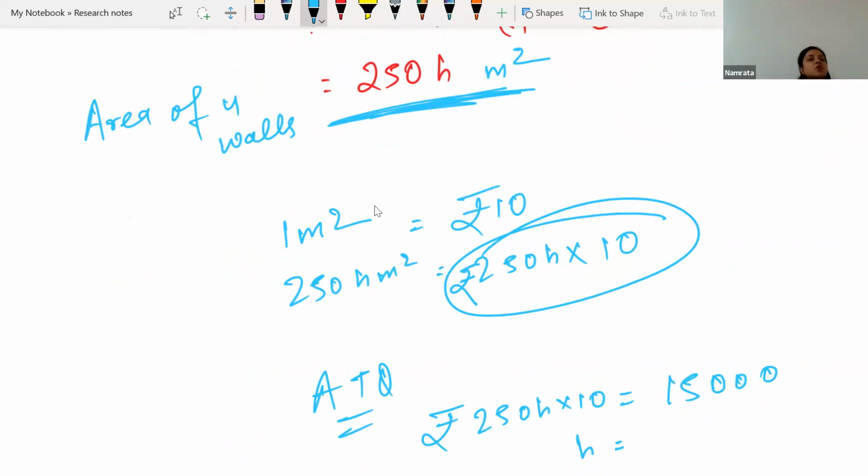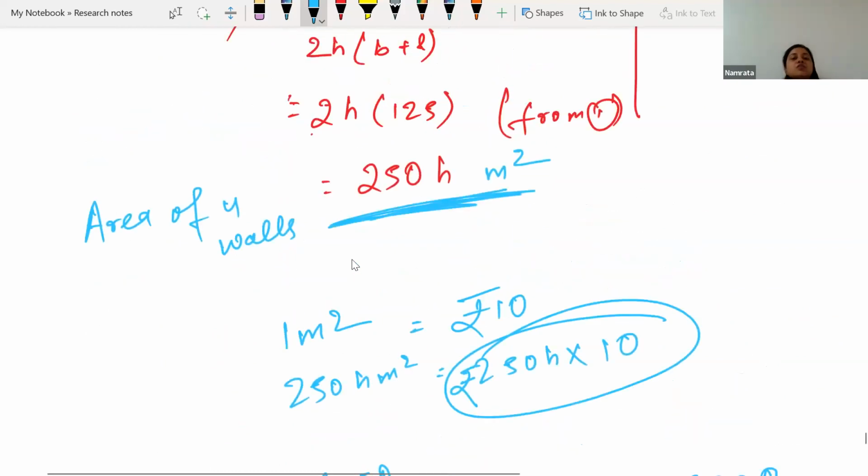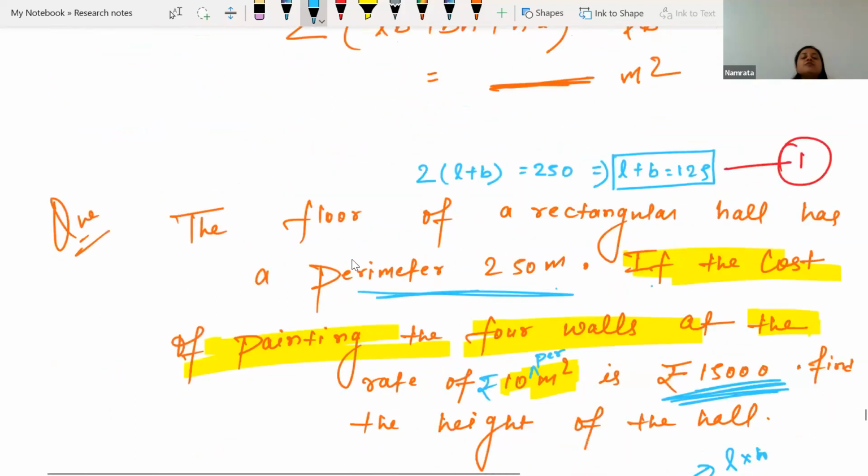Now let's summarize the whole concept, what exactly we did over here. The floor of a rectangular hall has a perimeter, this one. The floor is just a rectangle, the bottom floor, as I have shown you with the help of paper. So if it is just a rectangle, then the perimeter formula says 2 times (length plus breadth). That is the formula for finding the perimeter. From there, we got one equation. We will keep it aside.